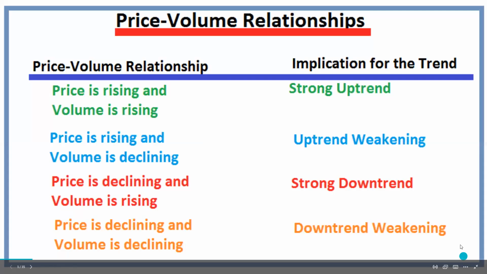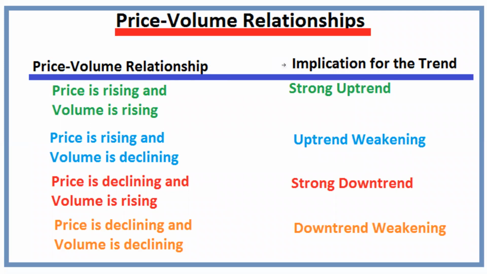We're going to jump straight into our presentation here, going over the relationship between price and volume. So starting off here, price and volume relationships. You can see that when price is rising and volume is rising, the implication for that trend is that you're in a strong uptrend. That's what you want to see: price go up with the volume, strong uptrend.